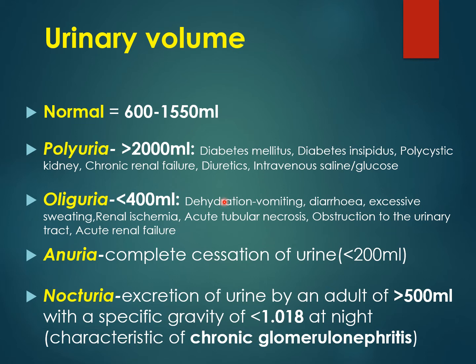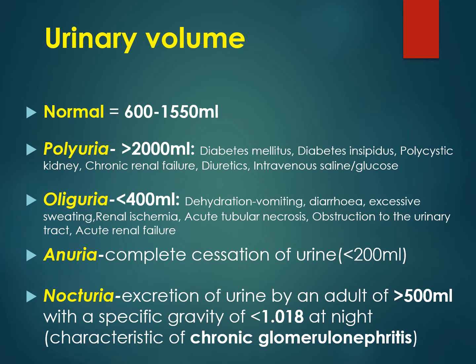In oliguric patients, less than 400 milliliters of urine, and this could be faced during dehydration, vomiting, diarrhea, excessive sweating, renal ischemia, ATN, acute tubular necrosis, or obstruction of the urinary tract. But anuria is complete cessation of urine, when the patient is secreting less than 200 milliliters. This is a serious sign. Let us look at the kidney, what is going wrong in this kidney.